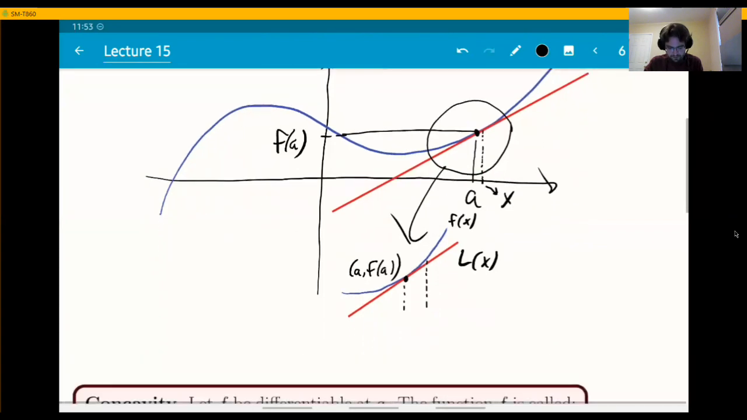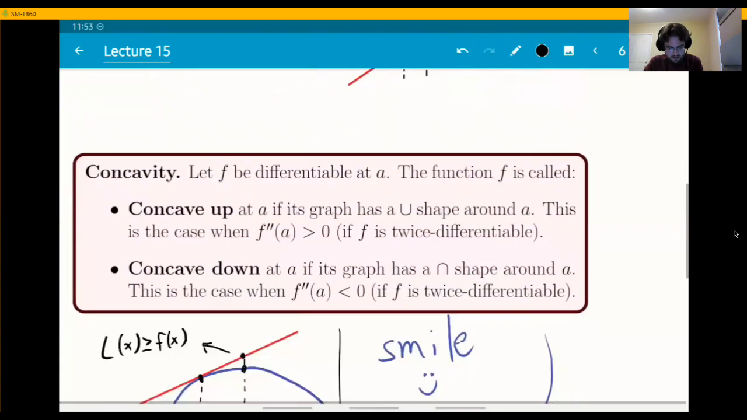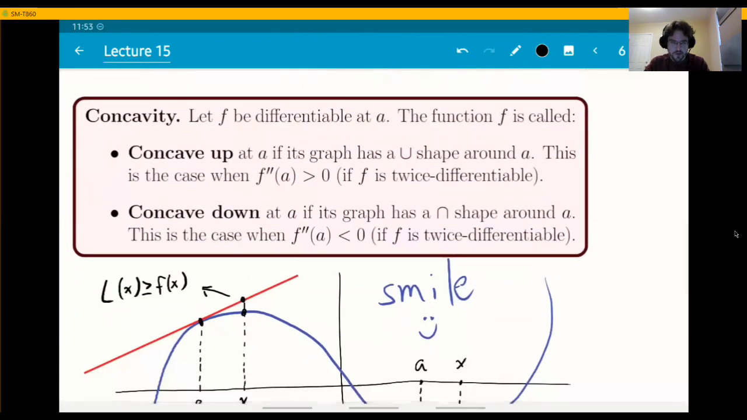And we can, in fact, say a little bit more. If we talk about this notion of concavity, then we can say that L is going to be either above or below the graph. So let's briefly discuss this. Concavity: suppose you have a differentiable function at a point A again. We're going to say that f is called concave up if the graph has a U shape around this point A.